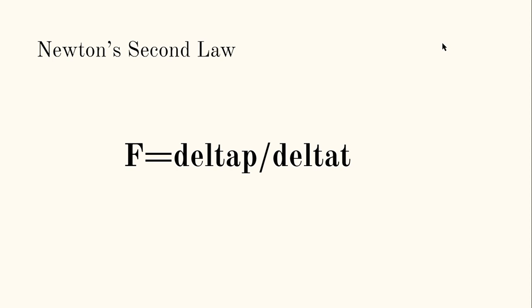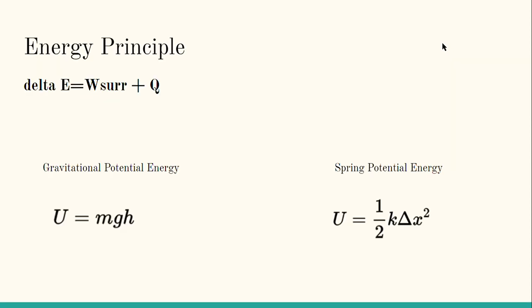First, let's take a look at our model. We are going to use Newton's second law, which states that F is equal to delta P over delta t. And we are also going to use a new concept called the energy principle. That states that delta E is equal to the work of the surroundings plus the energy emitted.